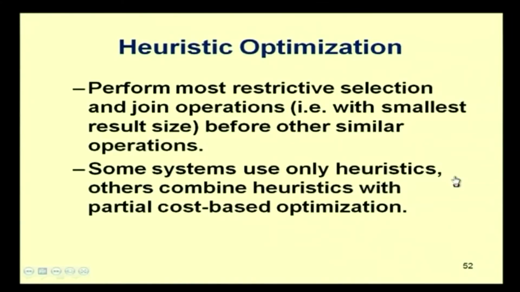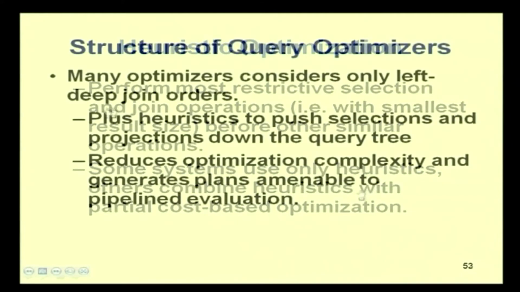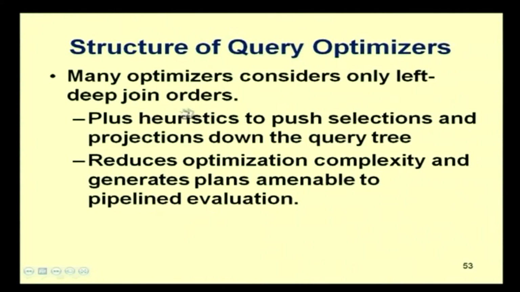Some systems use only heuristics, others combine heuristics with partial cost based optimization. Many optimizers consider only left deep join orders plus heuristics to push selections and projections down the query tree. This reduces optimization complexity and generates plans amenable to pipeline evaluation. Now, the question is, if you do optimization like this, it is good, but you should not spend too much time in doing the optimization.